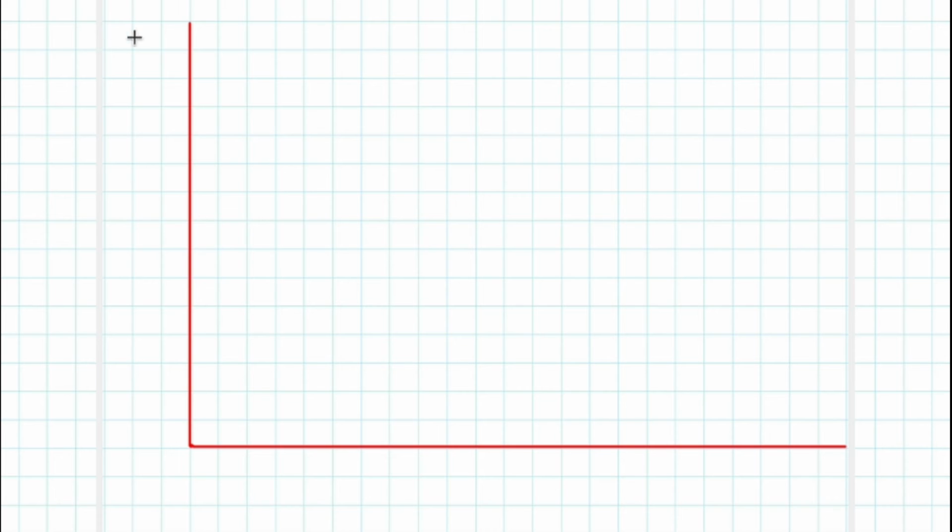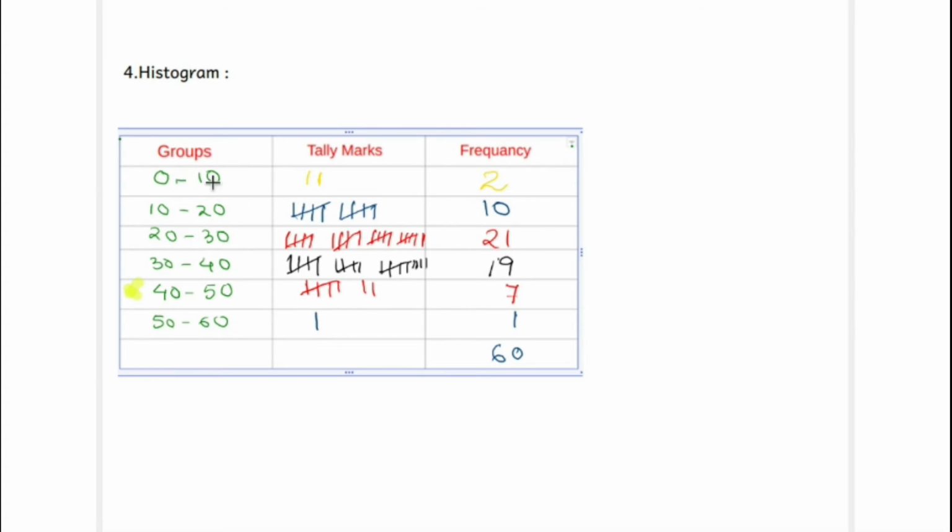Okay. Now we will mark it here. This is the y-axis and this is our x-axis, and this point of intersection is 0. Okay. Now see, 0 to 10.